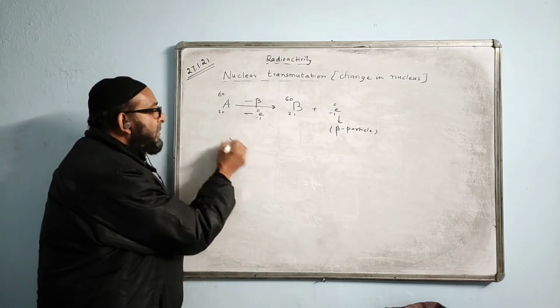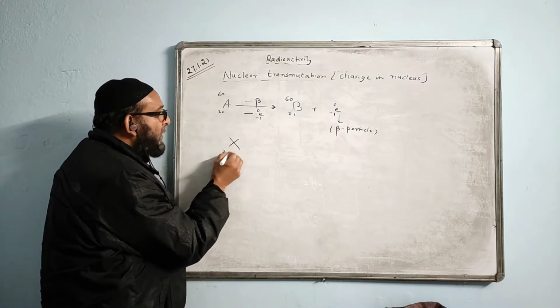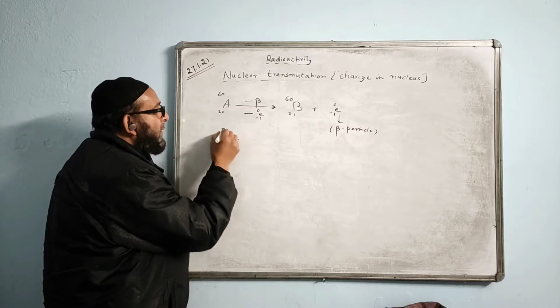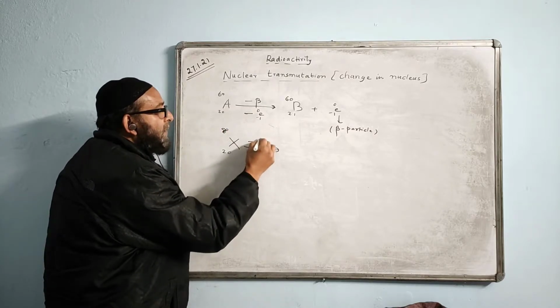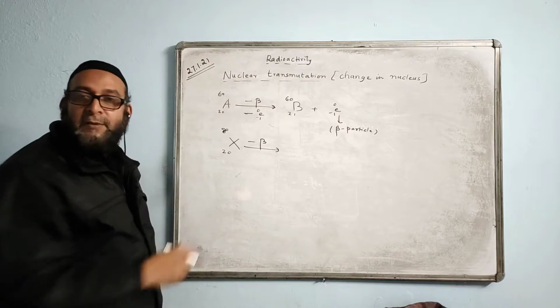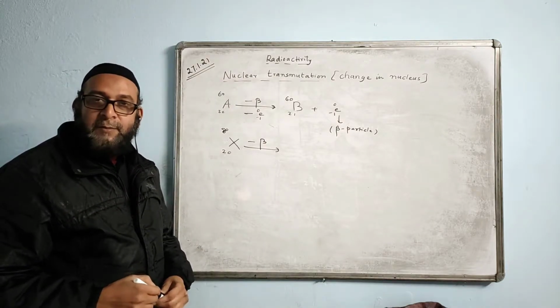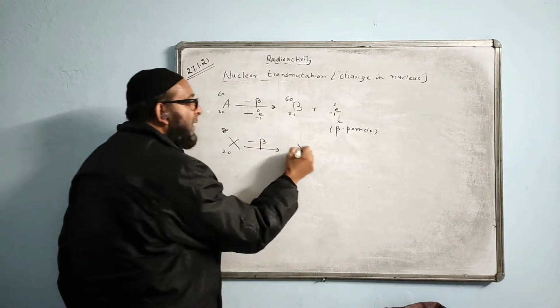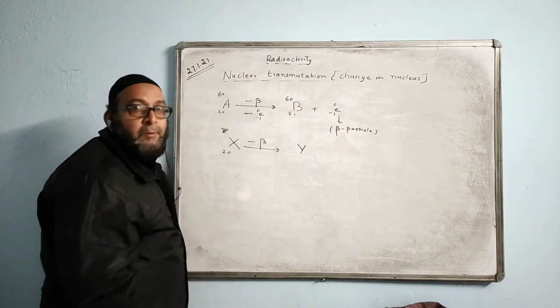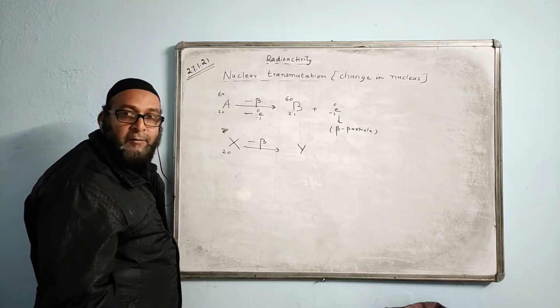Similarly, I will give another example. Suppose X is given here 20 and the mass number is given 80, and a beta particle is emitted. Tell me what change will take place now. What change will occur? You can share with me. X is changing into Y, suppose. What is the new composition of the nucleus? Tell me what it is. One of you can share.